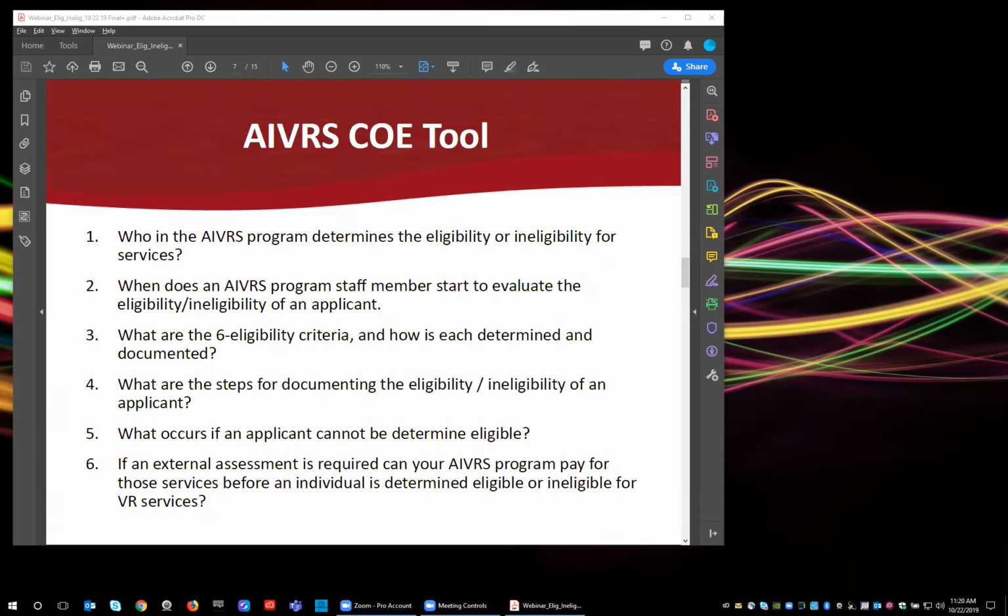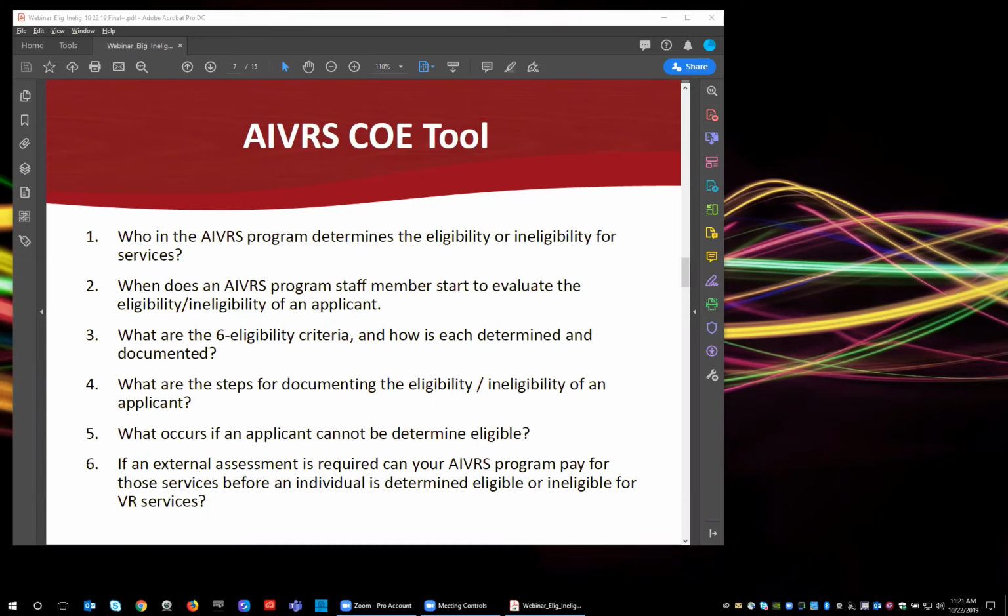I just wanted to add a couple of points about the question related to who determines eligibility and ineligibility. I think a point of reference too for directors out there, what I've learned, and I think we've learned as AIVRTTAC working with programs as we do our initial review, is that we've come across situations where we've identified in the case file reviews where individuals maybe weren't necessarily qualified for services based on our initial review of the documents and information within the case file.